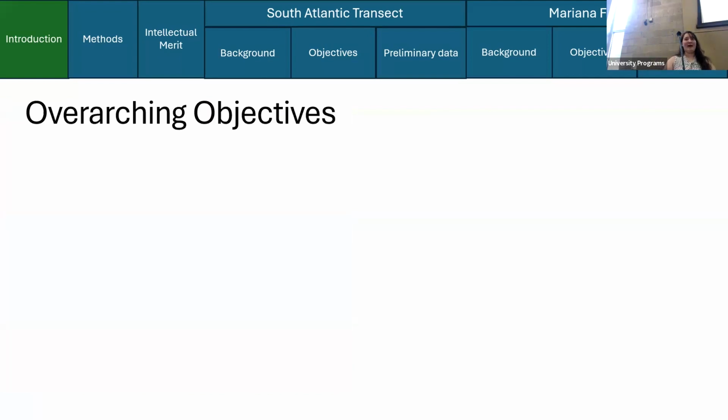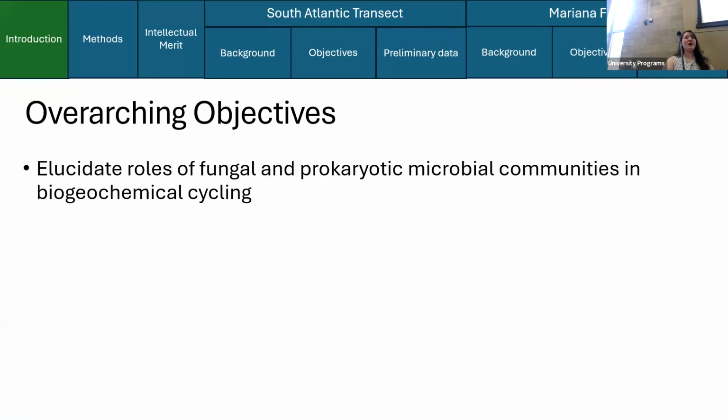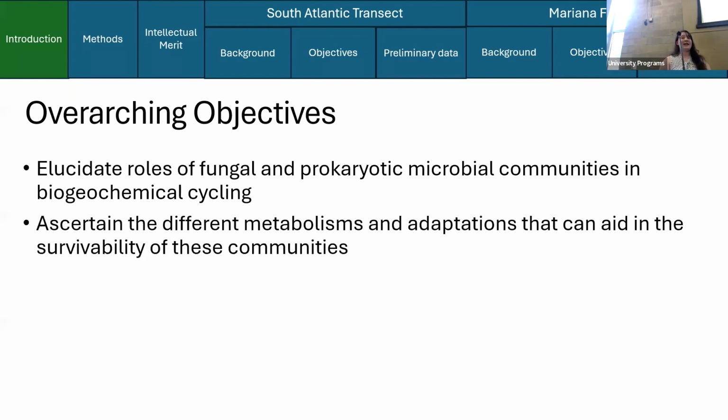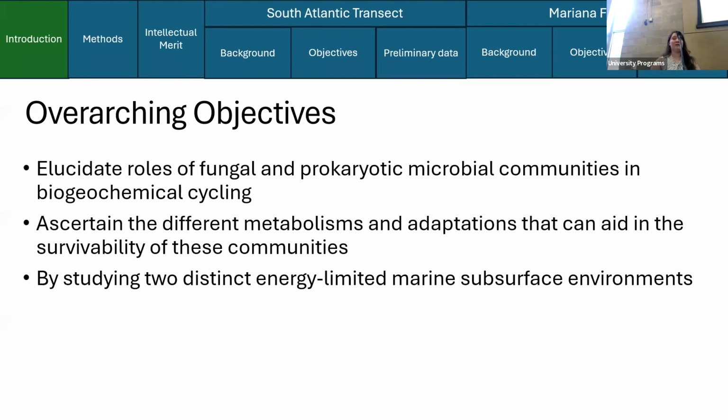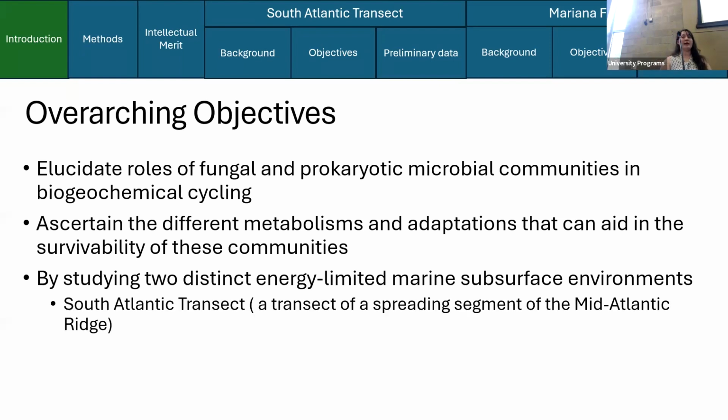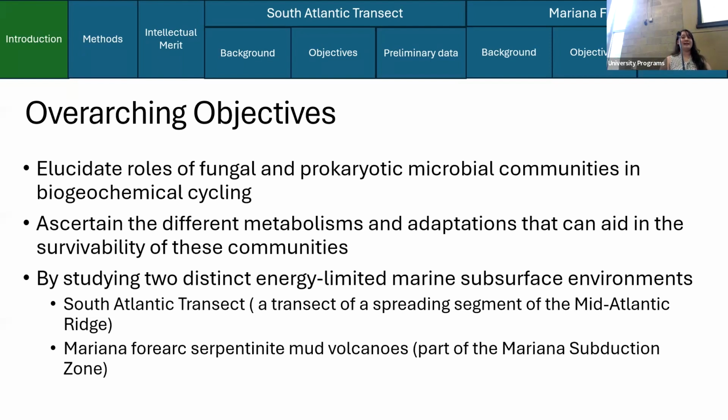So with that, my overarching objectives are to elucidate the roles of fungal and prokaryotic microbial communities in biogeochemical cycling, and to ascertain the different metabolisms and adaptations that can aid in survivability of these communities. And I'm going to do that by looking at two distinct energy-limited marine subsurface environments. The first one is the South Atlantic transect, which is a transect of a spreading segment from the Mid-Atlantic Ridge. And the second site is the Mariana Forearc serpentinite mud volcanoes, which is part of the Mariana subduction zone.